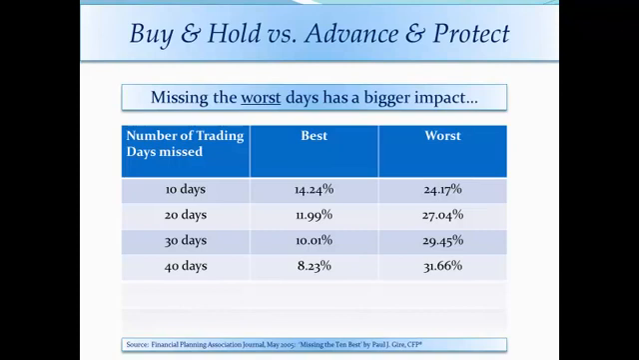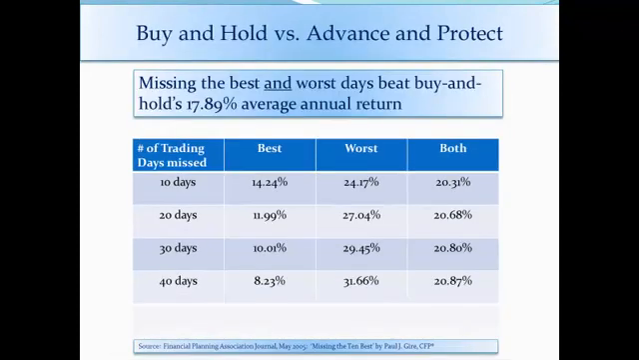the returns were 29.45%. And if you missed the worst 40 days out of the 15 years, the returns were 31.66%, almost double the annual average return of 17.89%. Now this is for illustration purposes only, and we cannot time the market perfectly to capture those best days and miss the worst. Doing that is impossible.